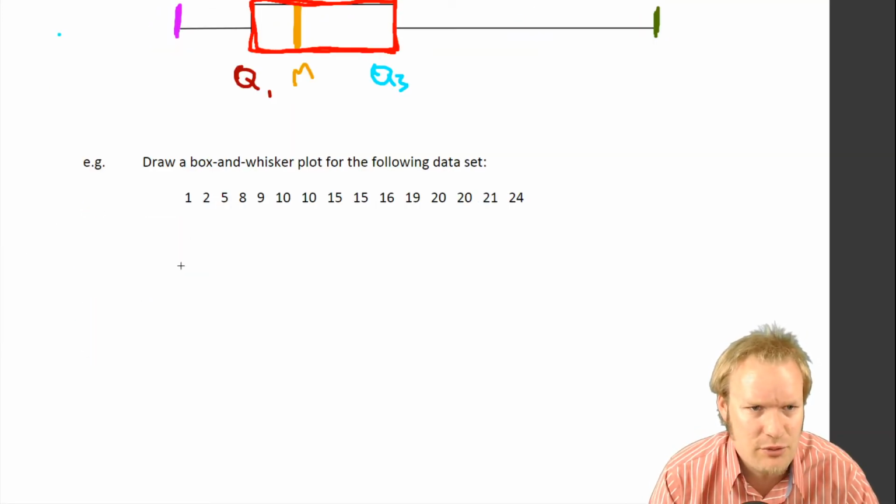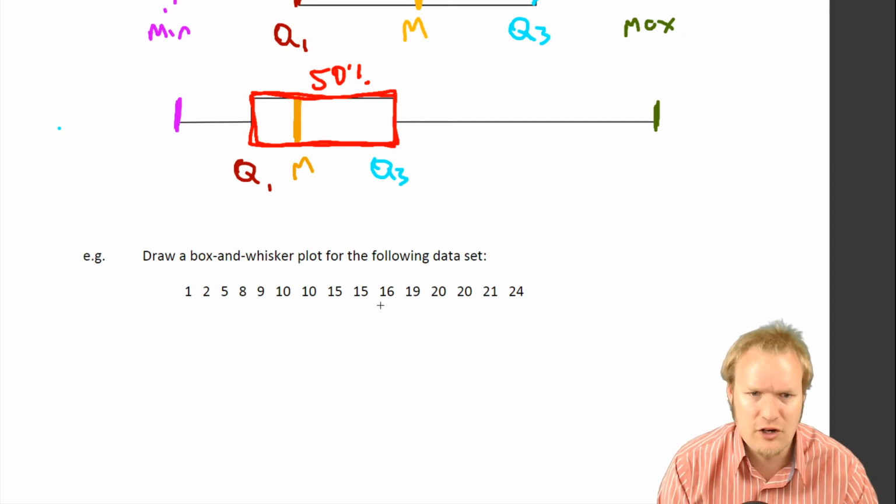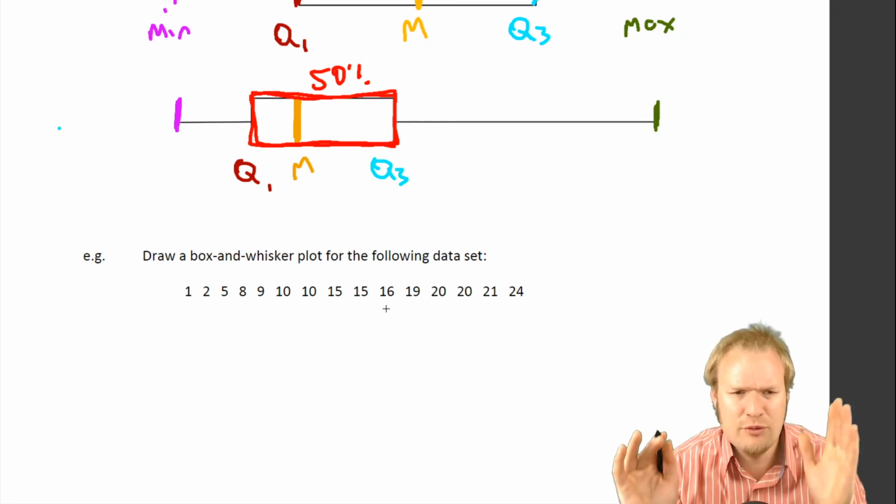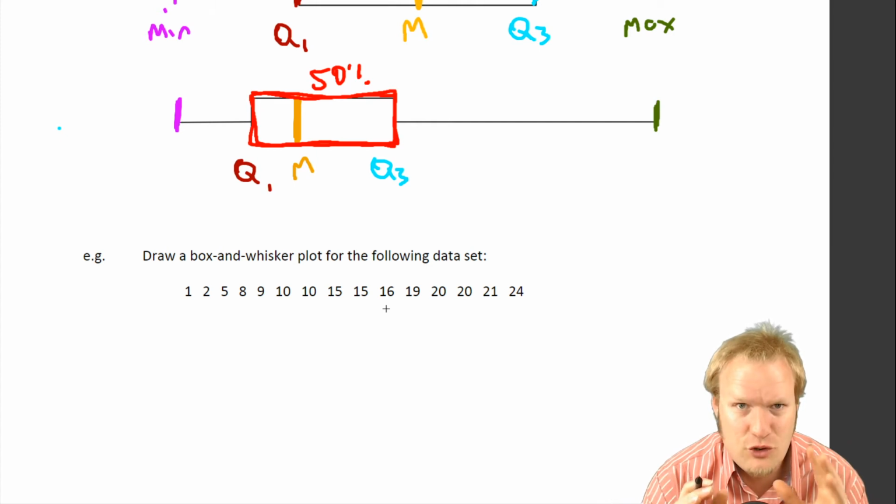Okay, so let's look at this one. We're going to draw a Box and Whisker for the following data set. Now, before, what things do we need to be able to draw our Box and Whisker?